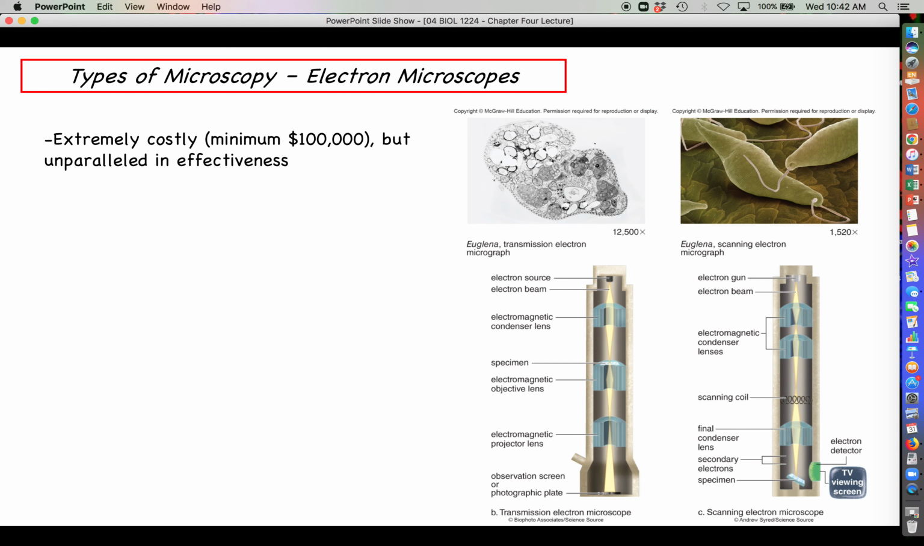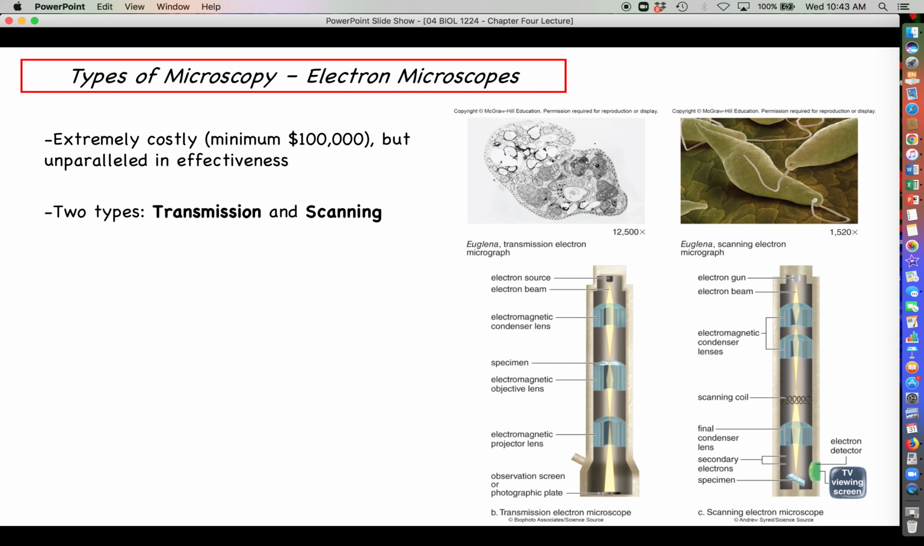The cheapest kind of electron microscope is going to cost somewhere in the neighborhood of $100,000, and some of the better and more expensive ones may cost upwards of $1 million. But they are absolutely unparalleled in terms of their effectiveness. There are two major types of electron microscopes: transmission electron microscopes, which you can see on the left, and scanning electron microscopes, which you can see on the right.